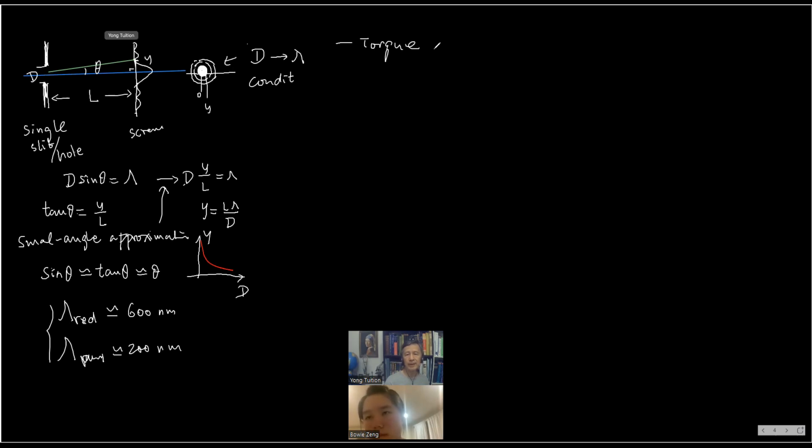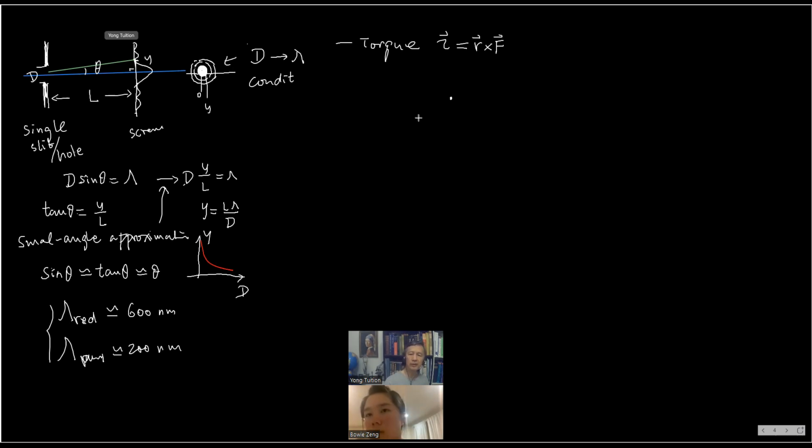So torque is by definition, tau is equal to R cross F. Have you seen the cross product? Yes, that is by definition. Torque is related to the force F by the distance R. And what is R? R is a distance from the center. For example, if you have an object like a seesaw, that's how to apply this.